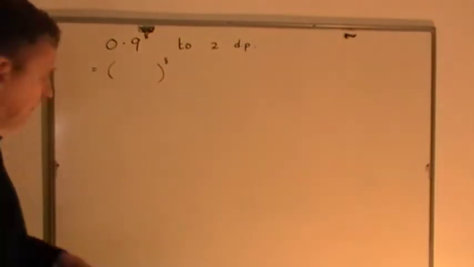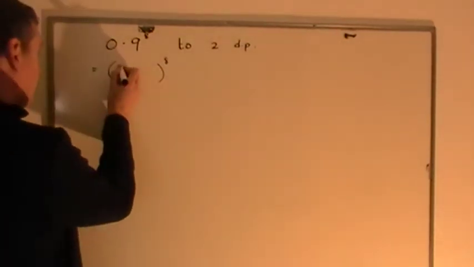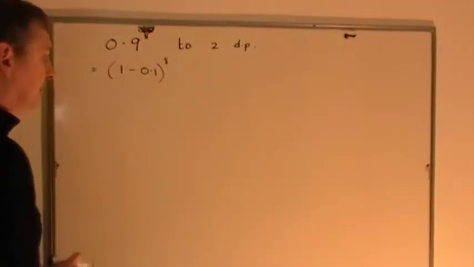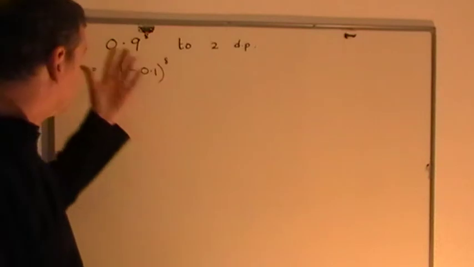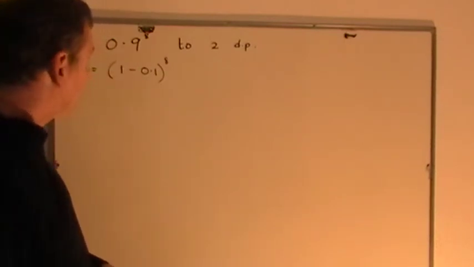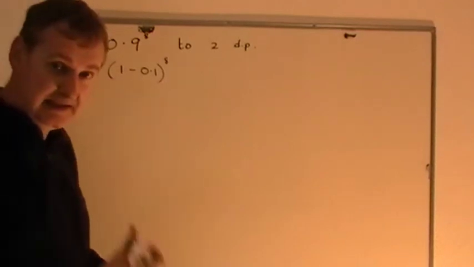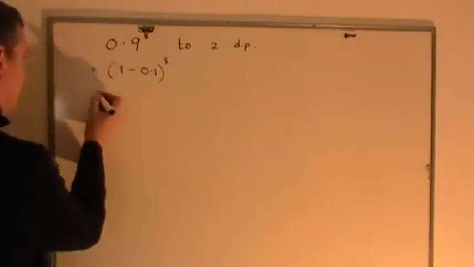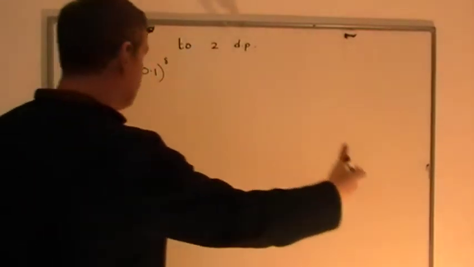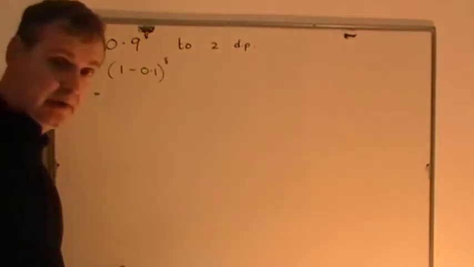Okay. I would probably say the easiest way to do it is to take 1 and then subtract 0.1. That would be the best way to make a 0.9, I would suggest. I wouldn't do it any other way. That is going to be the easiest to work out. So if I expand using the binomial expansion and just go as far as I need to go to get the answer to 2dp.